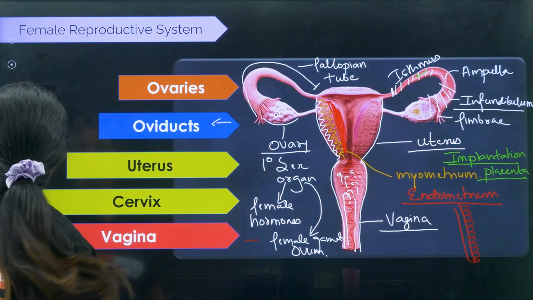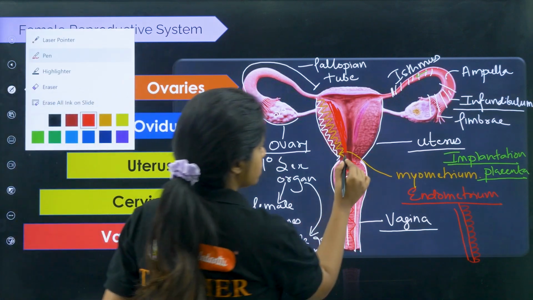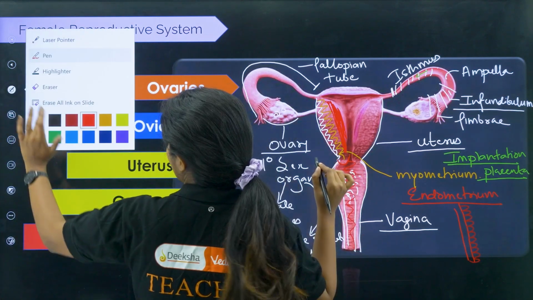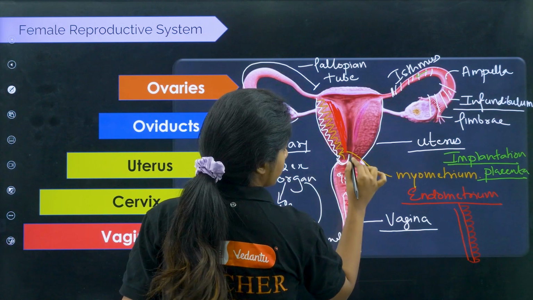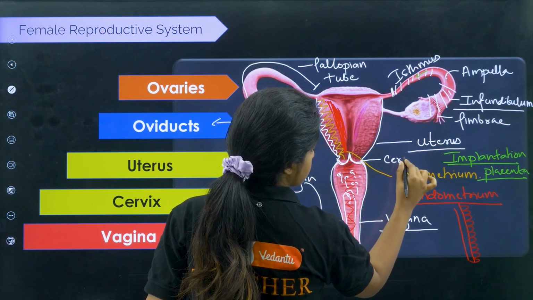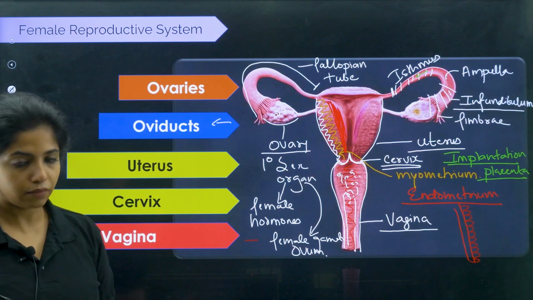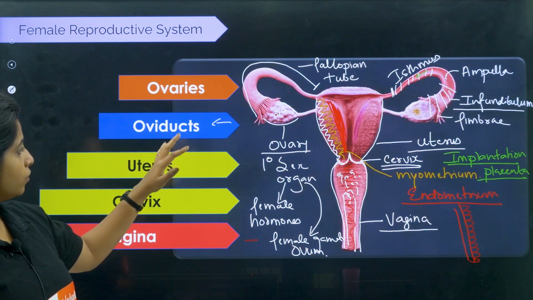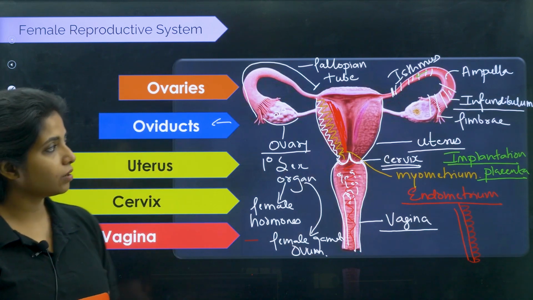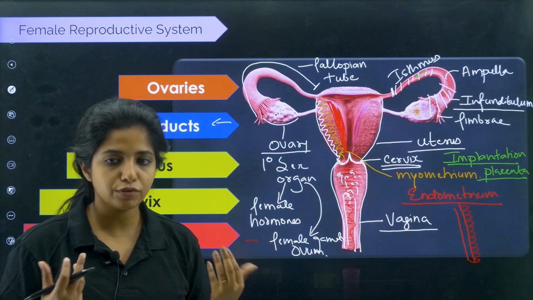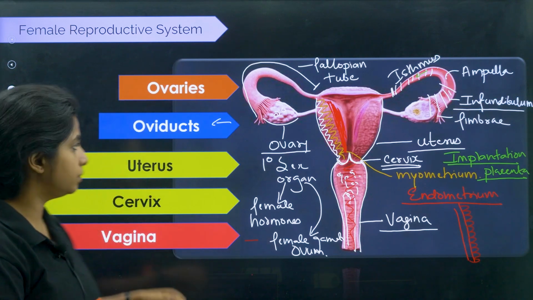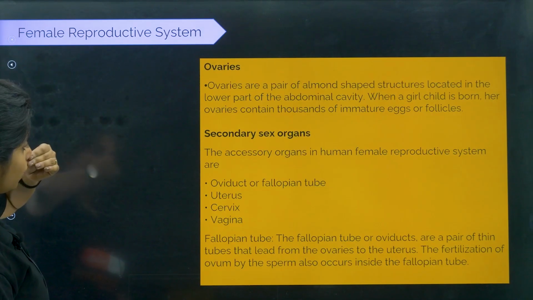Now, one very important part I missed over here, this particular region of the uterus, you have a specific name to it. You call this as cervix. So, you have oviducts, you have uterus, you have cervix, you have vagina, all becomes a part of the female reproductive system. Cool. We have studied a lot of things here itself.